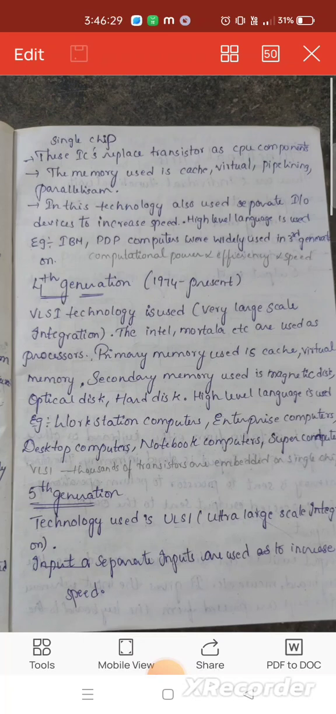And the fifth generation is going to come in the future, and the technology we use is ULSI, meaning ultra large scale integration. It also contains separate input and output devices to increase the speed. This is about the types and generations of the computers.